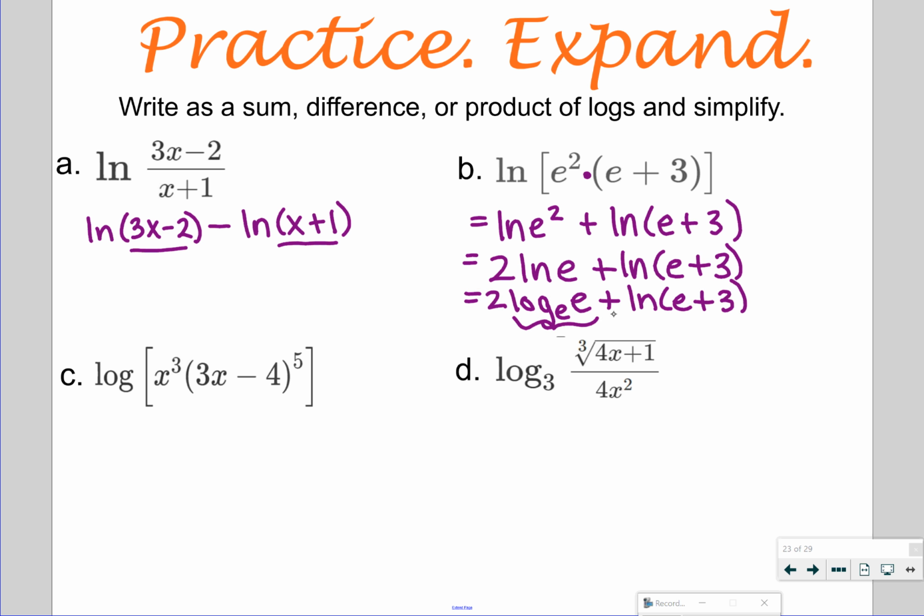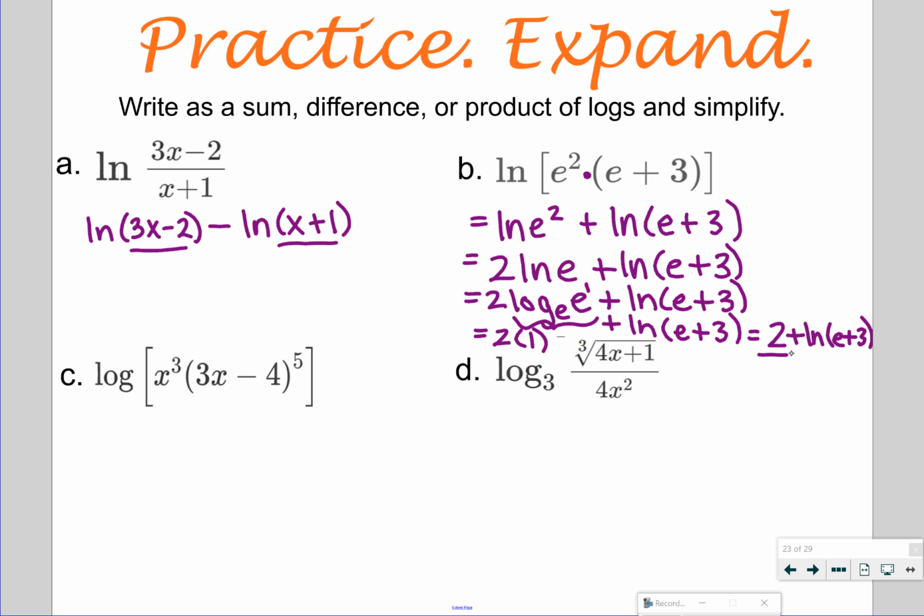If I have log base e of e, this was one of our properties, if I have a log base and a power of the same base, I can cancel those out. So this log base e of e, that whole thing just simplifies to that power of 1. So it's going to be 2 times 1, plus natural log of (e plus 3). I can't do anything with this term because of that plus 3 there. If it was natural log e, I could simplify a little bit further, but the final answer on this one is going to be 2 plus natural log of (e plus 3). So that one just had a little bit of review from our previous lesson.